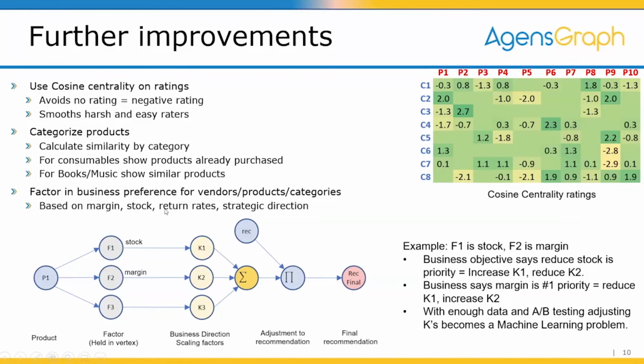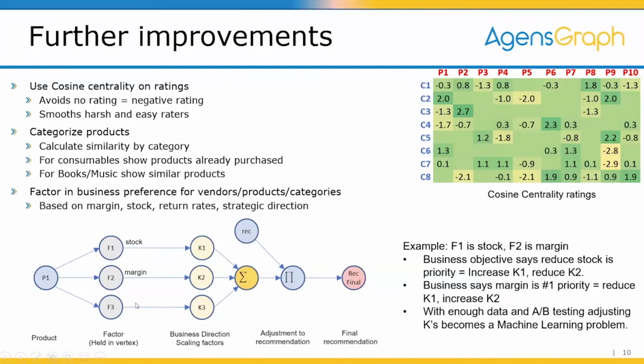And then to get more sophisticated, I could factor in business preferences. So a lot of vendors want to control their customers' buying patterns. So maybe they're concerned about stock and margin. So for each product, I'd actually have 3 more little boxes, or 4 or n. One about the stock keeping, another about the margin, and another by maybe returns or reliability.